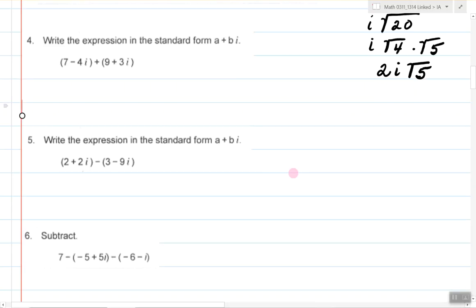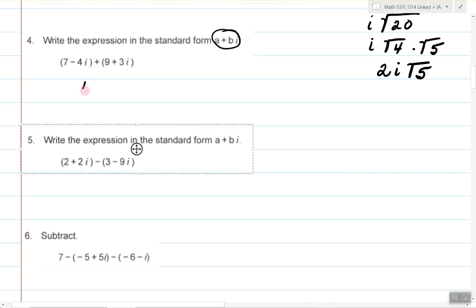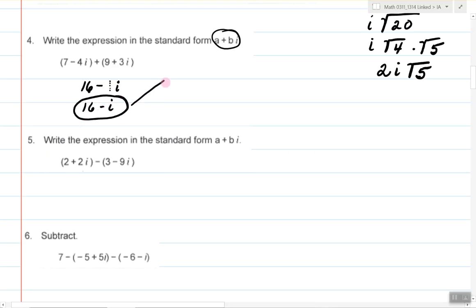We're going to add two complex numbers, and our final answer needs to be in this format. To add complex numbers, it's very intuitive. We're going to add the real parts and add the imaginary parts. So if I add the real parts, the 7 and the 9, I get 16. If I add the imaginaries, I have negative 4i, positive 3i, which gives us negative invisible 1i. All you would write down is 16 minus i. And it is in the required format.